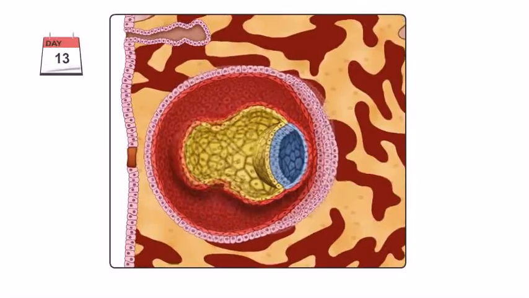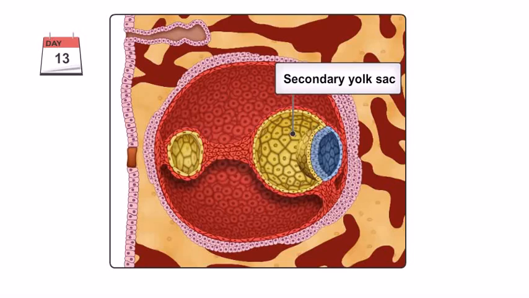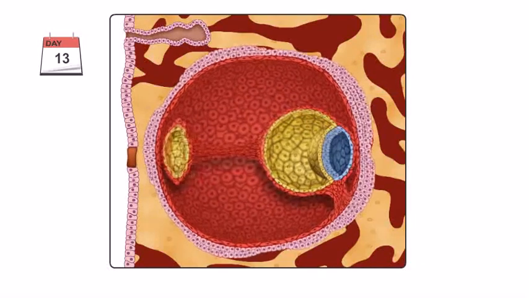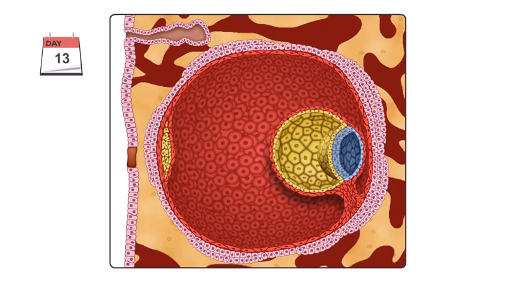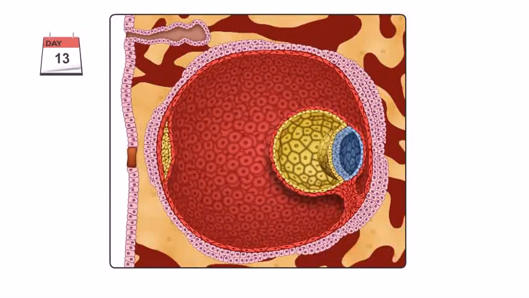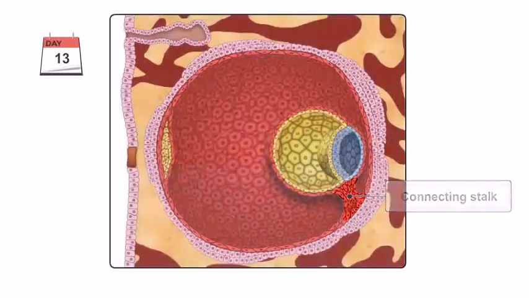Around 13 days after fertilization, a large portion of the exocelomic cavity is pinched off, forming a smaller cavity, the secondary yolk sac. By the end of the second week of development, the chorionic cavity enlarges, and the bilaminar embryonic disc is joined to the trophoblast by a band of extraembryonic mesoderm called the connecting stalk, the future umbilical cord.